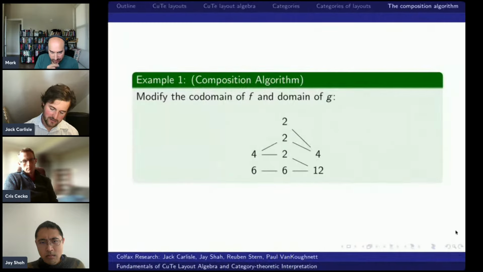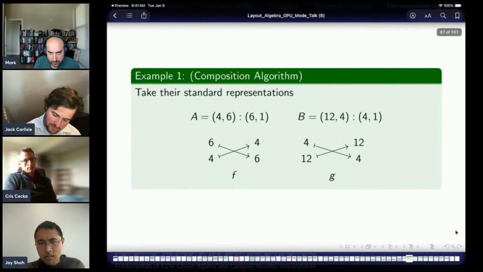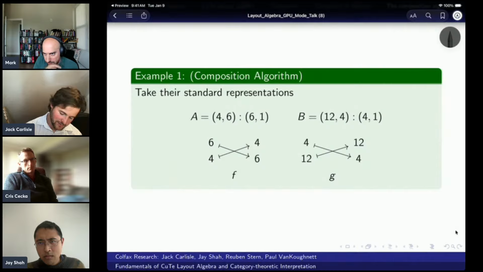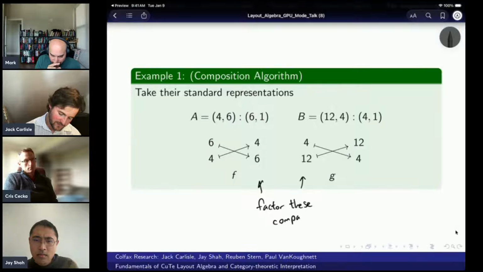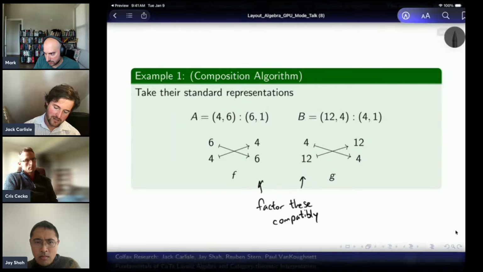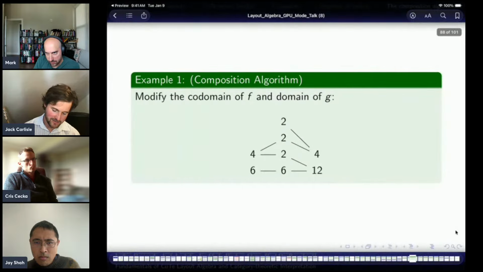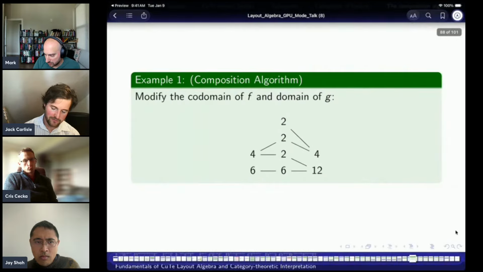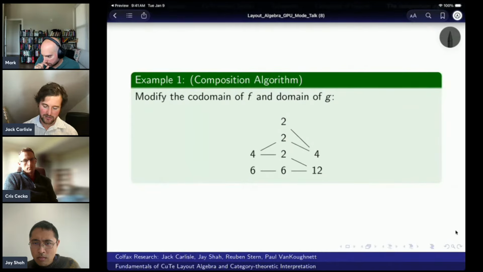The idea is that we want to factor these compatibly. We want to modify F and G so that these are composable morphisms, and then we'll compose them, and that will encode the layout composition of A and B. So this is made precise by this notion of mutual refinement from our paper. Maybe I won't give a precise definition, but this is what it looks like.